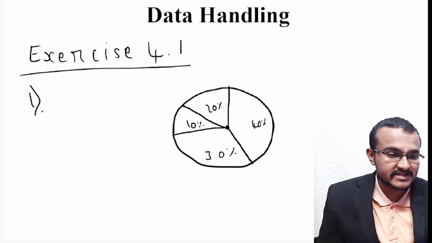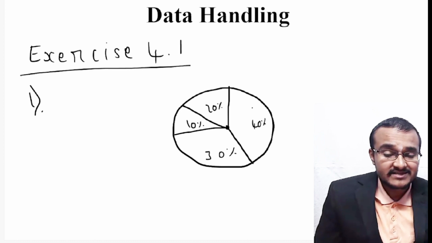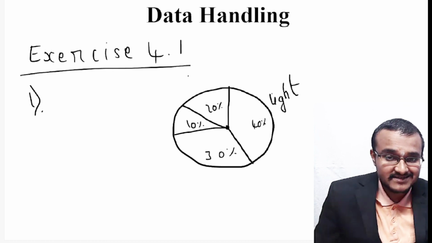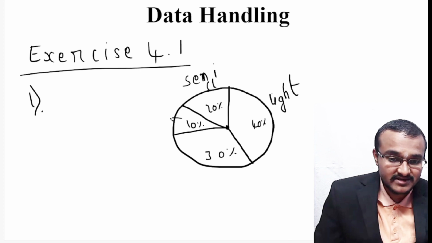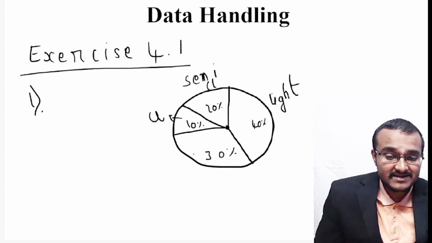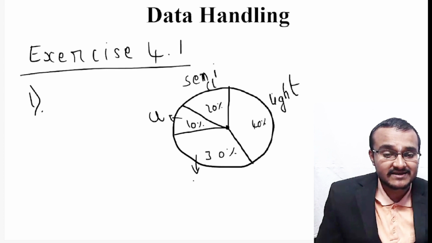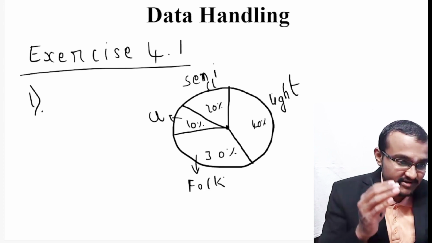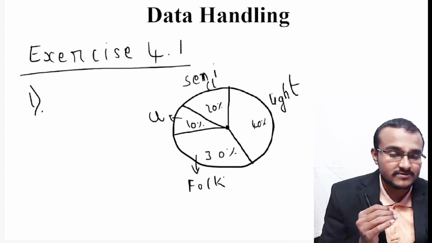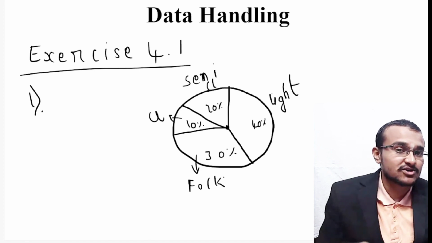Coming to the first question, they have made a survey among young people in a city. In this pictograph they have given that 40% of young people love light music, 20% like semi-classical music, 10% of youngsters like classical music, and 30% of youngsters like folk music. Based on this data, they have given three different questions in this first question, which you should find answers for.